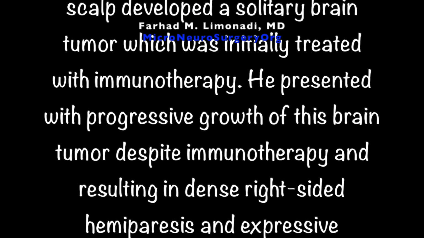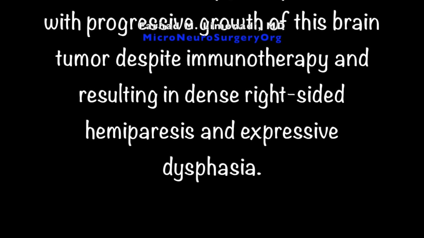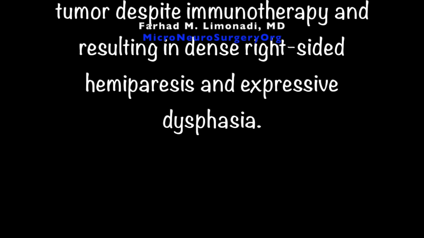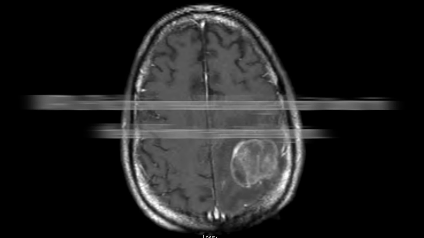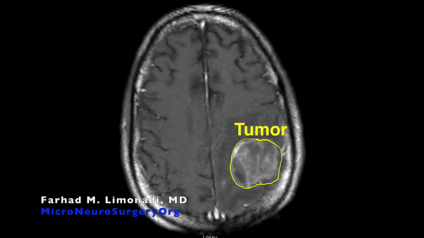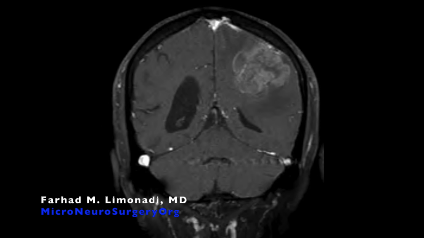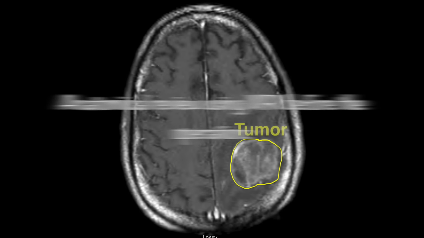However, he presented with progressive growth of this tumor despite immunotherapy, which resulted in dense right-sided hemiparesis and weakness, as well as expressive dysphasia, speech problems. MRI scan of his brain revealed a large brain tumor in the left frontoparietal region, accounting for his right-sided weakness and speech deficit. Anatomical review using MRI before the operation.